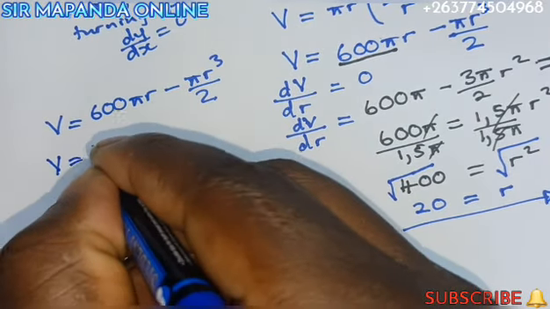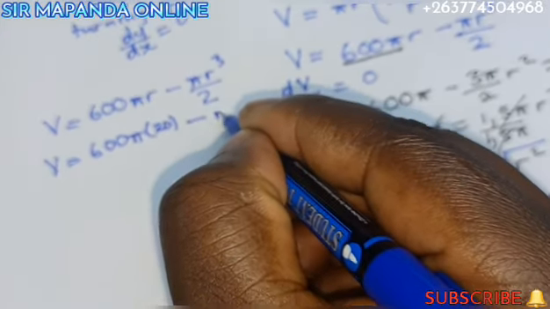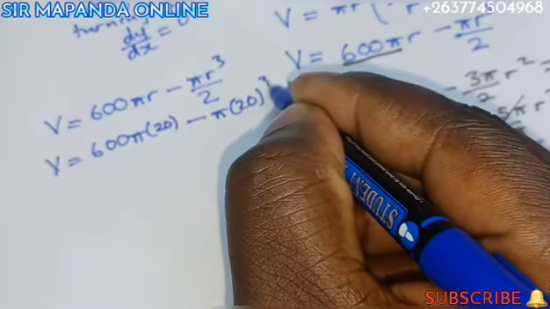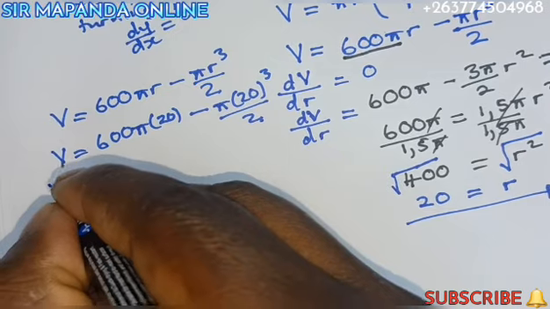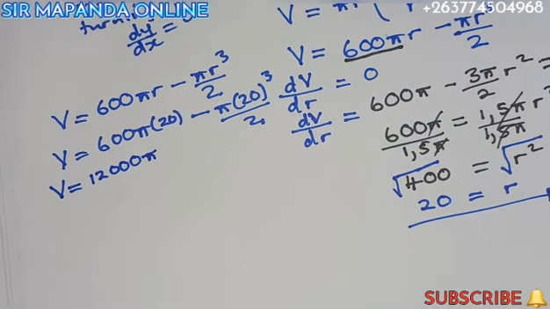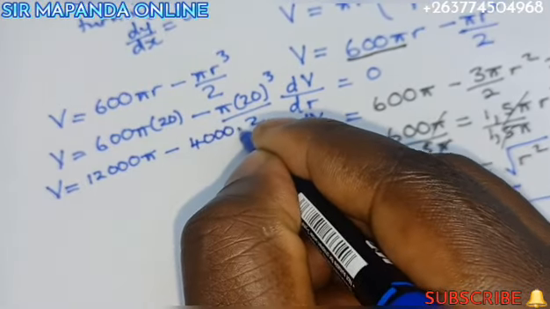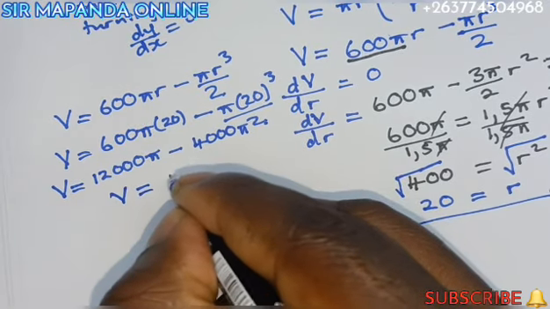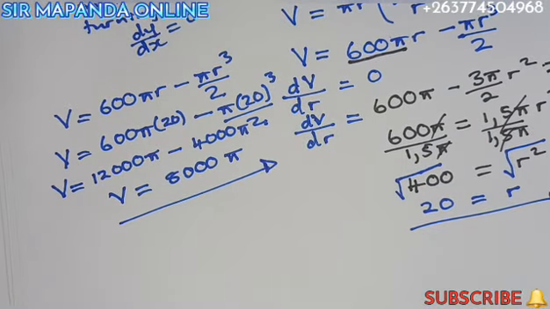You get V is equals to 600 pi. Then you put 20 on r minus pi, open bracket, 20 cubed over 2. So what is 600 times 20? You get 12,000. So V is equals to 12,000 pi. Then 20 cubed divided by 2, you get 4,000. So you are saying minus 4,000 pi. It means the stationary value is 8,000 pi, something like this. Then you are warm and dry.